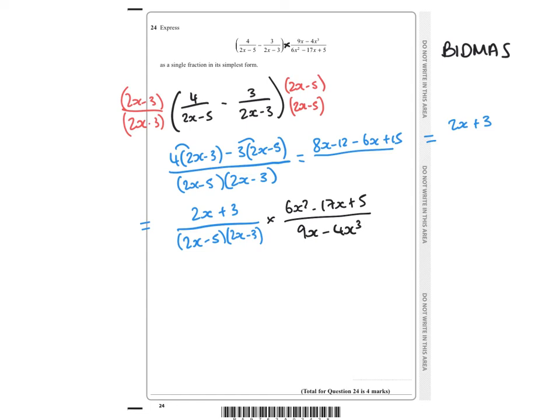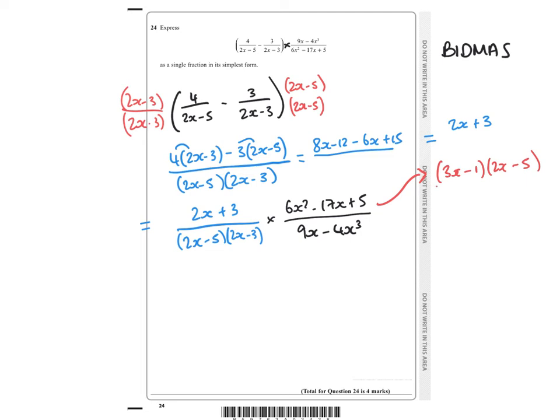Before I multiply it by that, I need to simplify this. The first thing I'm going to do is simplify the numerator. The numerator does factor to 3x minus 1, 2x minus 5. I did that using the calculator, putting it into the equation solver, and then putting it back into the fraction. I can show you all how to do that later.